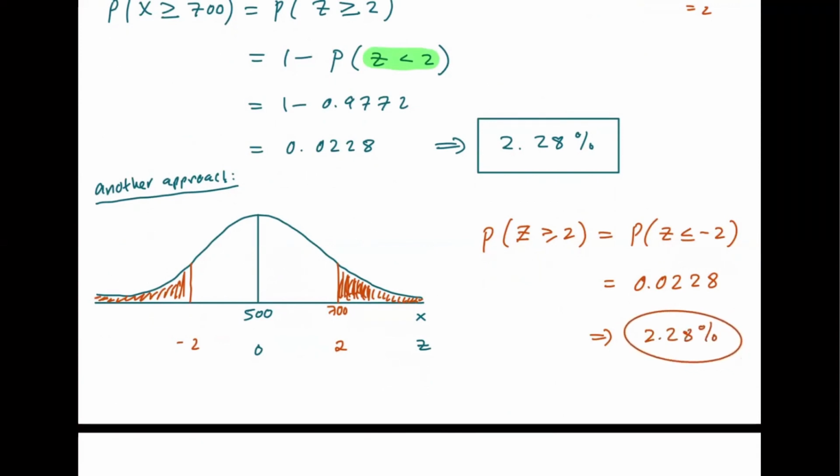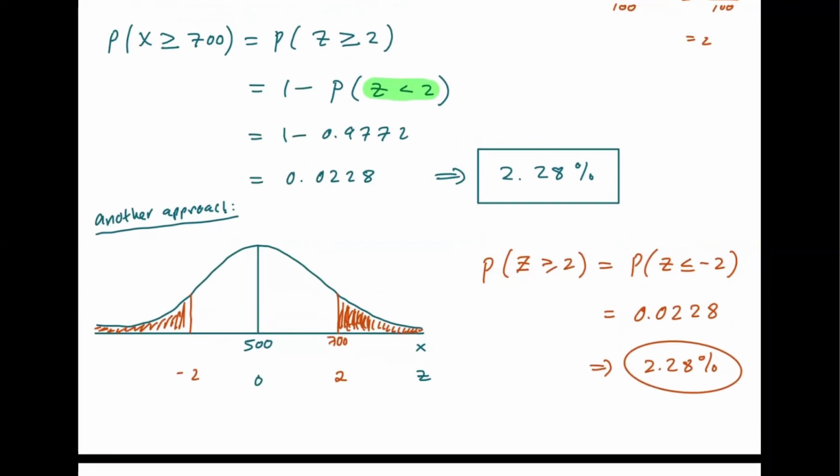So hopefully you understand this curve. You can use symmetry or you can use the complement if you're ever looking for the area to the right side of a particular z-value.